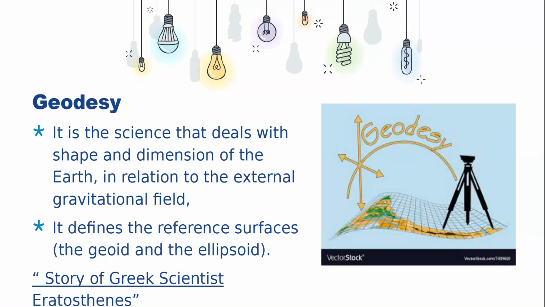It is very interesting to know how the Greek scientist, his name is Eratosthenes, could determine the shape and size of the earth 2000 years before Christ using his logical thinking and simple methods. There are numerous videos available on YouTube, and I will recommend all of you to see the story of that Greek scientist and how he determined the shape and size of earth 2000 years before Christ.